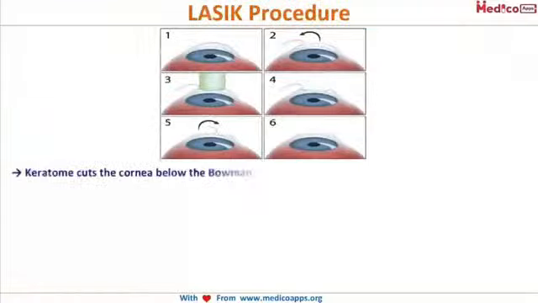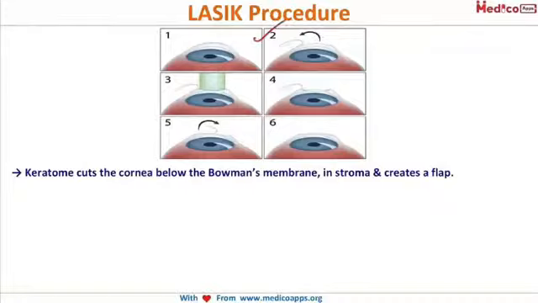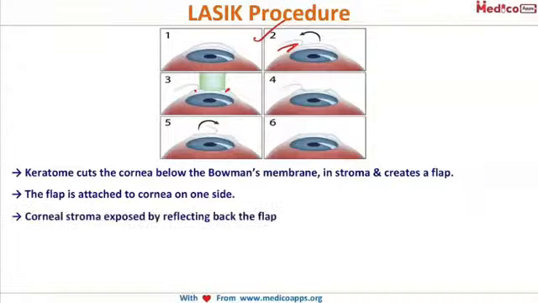What is done over here is that the keratome cuts the cornea below the Bowman's membrane. So here you are eliminating the issue of pain as well as scarring. You go beneath the Bowman's membrane and you can see in this picture that a flap is created. This flap over here is lifted, but it is attached to the cornea on one side and it is lifted from the other side. The flap containing epithelium and Bowman's membrane is lifted. So the next layer, that's nothing but your stroma, is exposed.